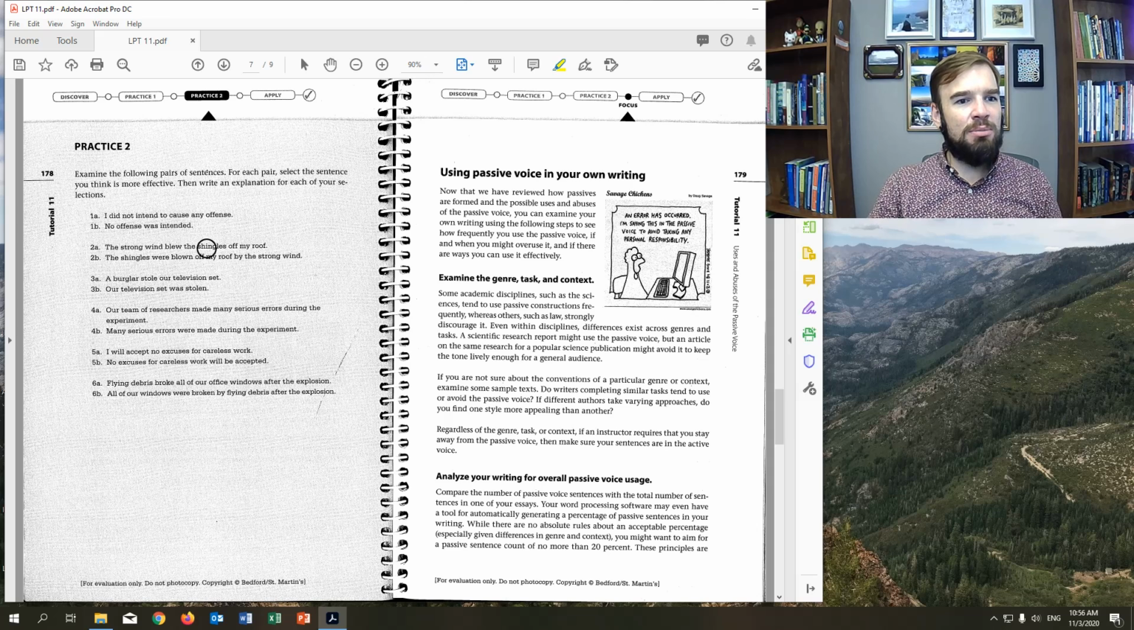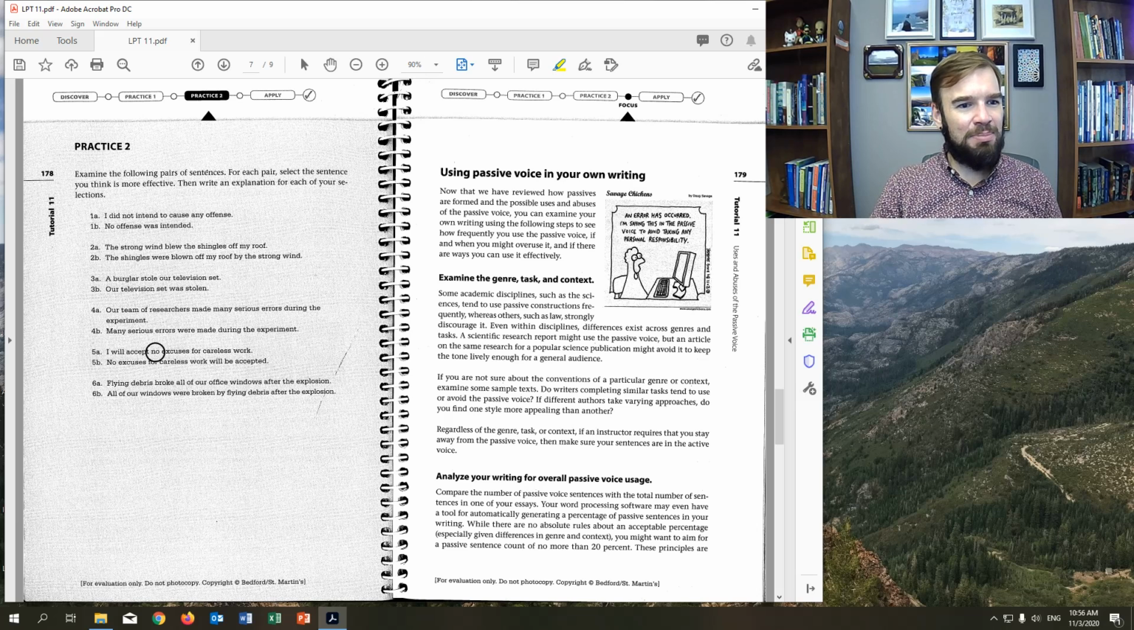2a. The strong wind blew the shingles off my roof. 2b. The shingles were blown off my roof by the strong wind. 3a. A burglar stole our television set. 3b, our television set was stolen. 4a, our team of researchers made many serious errors during the experiment. 4b, many serious errors were made during the experiment.